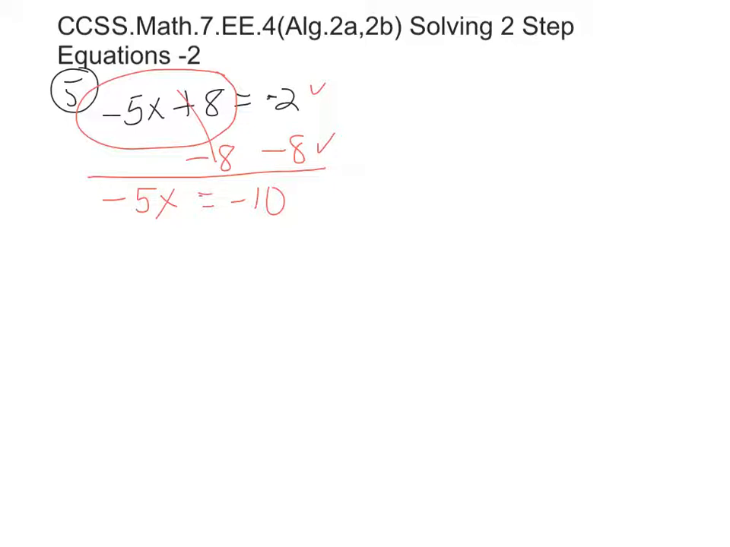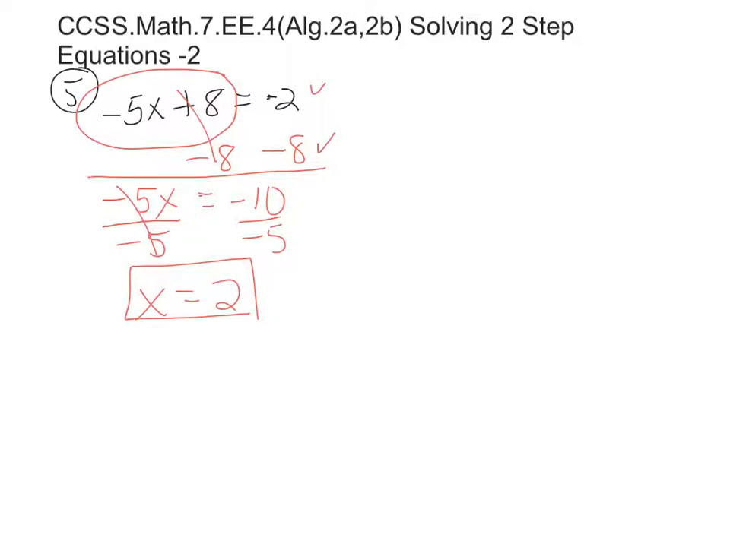Okay, and so we're still back on the x side. And negative 5 is being multiplied, so you're going to divide both sides by negative 5. And you're going to get x equals, and 10 divided by 5 is 2, and it's positive because there's 2 negatives there. Those are the negative rules.